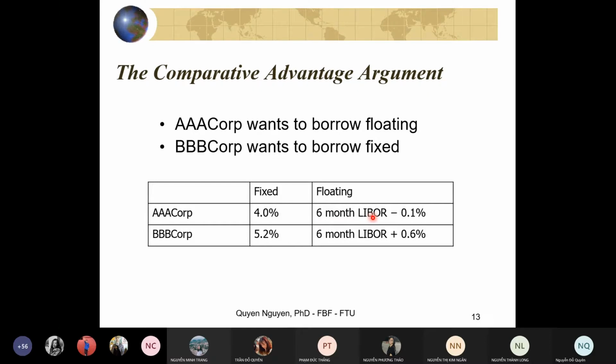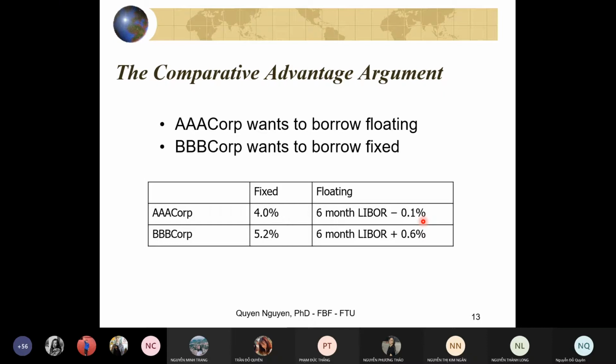the comparative advantage of AAA corporation. So basically, we would take the 6-month LIBOR minus 0.1%. Then we minus the part that belongs to AAA as the comparative advantage, which is 0.3. Is that 0.3 last time we considered, or 0.2?